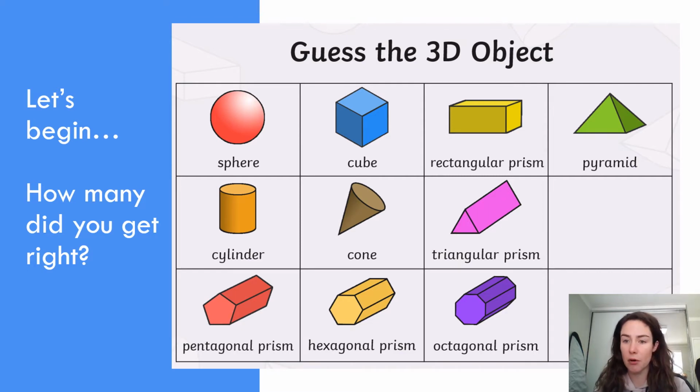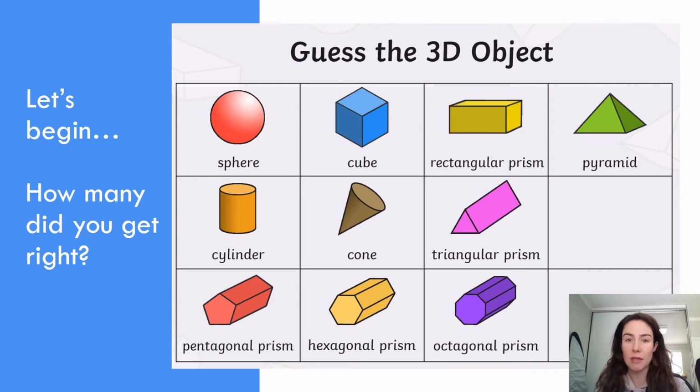We then have a pyramid, and we know it's a pyramid because it comes to a point at the top. We have a cylinder, cone, triangular prism, which we just discussed. We then have pentagonal prism. We can see that this is a pentagon at the front, and then we know it's a 3D object, so we call it a pentagonal prism. We can see that this shape at the front is a hexagon, so we call this a hexagonal prism. And the last one we have is octagonal prism, because we can see that this one is an octagon.